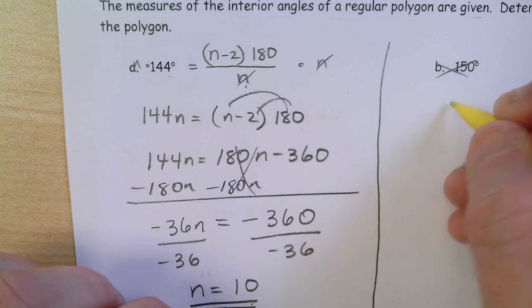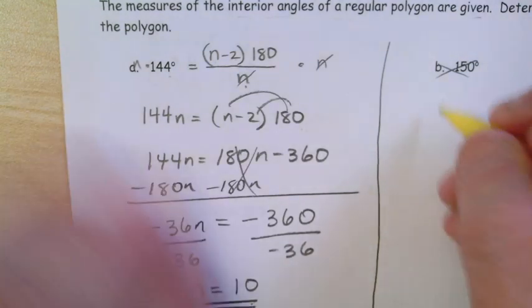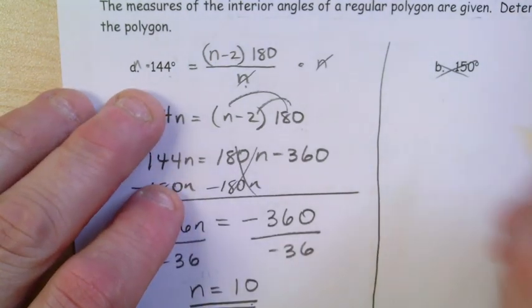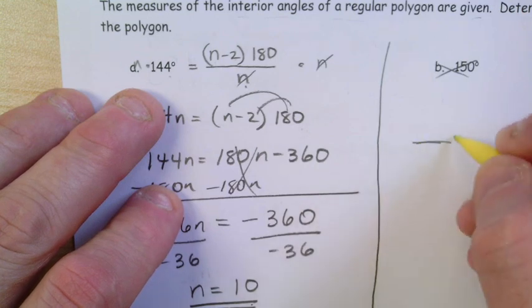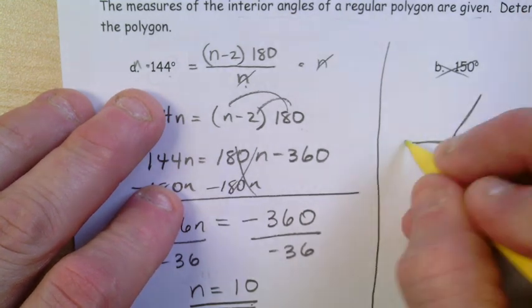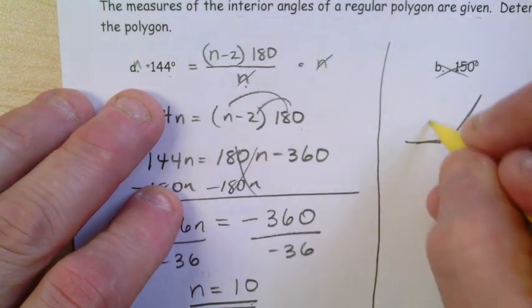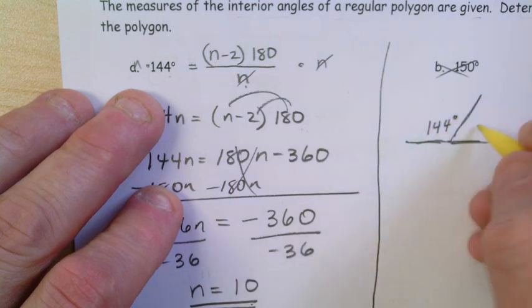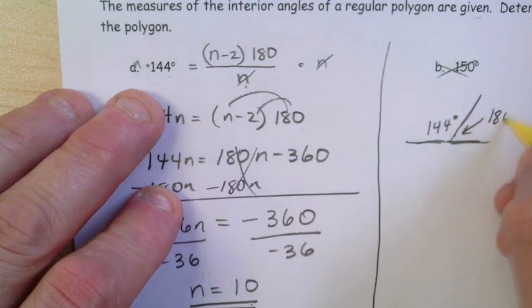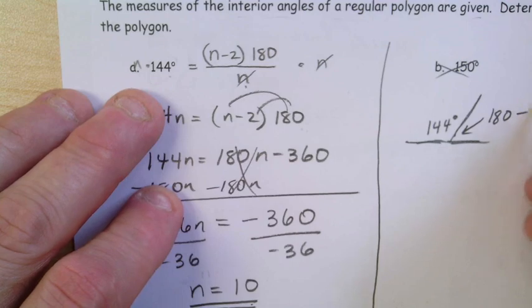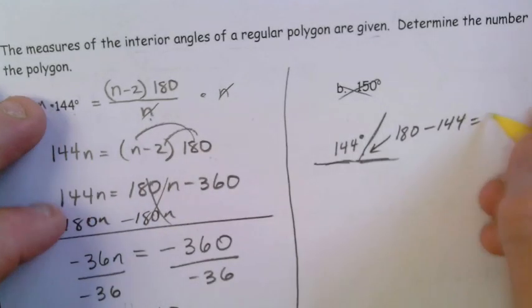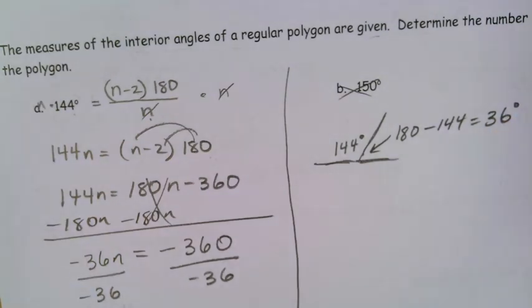What if I wanted to use the exterior angle formula? Okay? Here's what we could do. Remember your interior angle and your exterior angle, they are supplementary. So if the interior angle is 144, what's the exterior angle going to have to be? Well, if I take 180 minus 144, that gives me 36 degrees. Okay, that's the exterior angle.